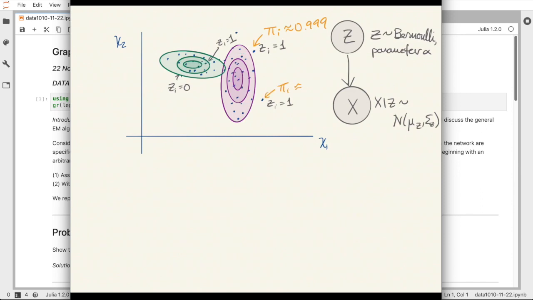Same idea with this one. The pi value at this point likewise would be very close to 0, because it's very likely that that point corresponded to z equals 0. And a point more in the middle might be much more ambiguous. That point might have its expected z value around 0.4 or something like that.